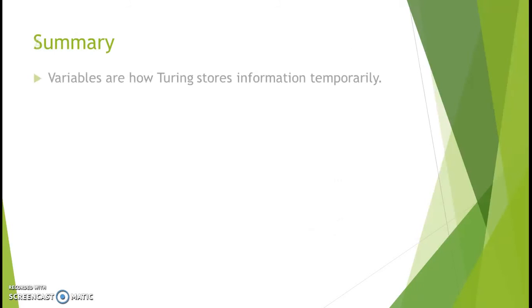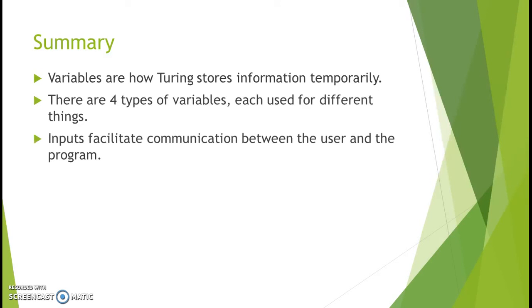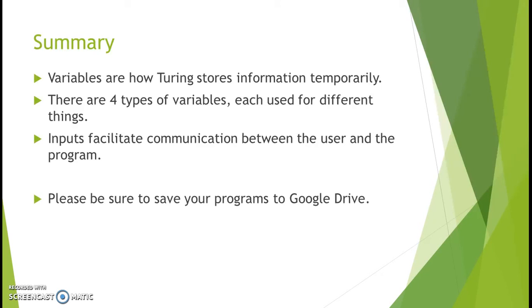Alright, so to summarize, variables are how Turing, and virtually every program, stores information temporarily. In Turing there are 4 kinds of variables, each used for different things. And we use inputs to facilitate communication between the user and the program.